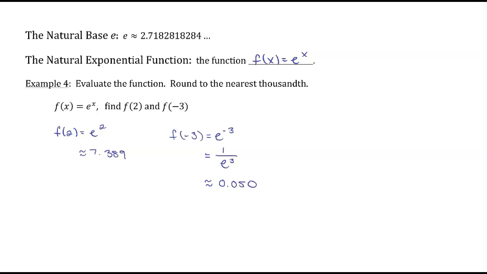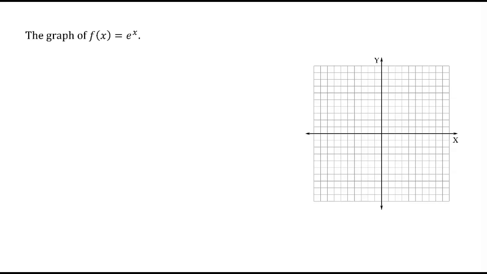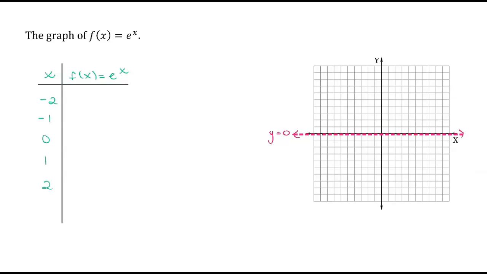We can also graph this function similarly to how we graphed our previous exponential functions. Since e is greater than 1, we can use the generalizations that we found for a base greater than 1, such as a horizontal asymptote of y equal to 0. Let's make a quick table of values to plot some points. For the x values, let's use integers from -2 to +2, because e to the third won't fit on our graph anyway.